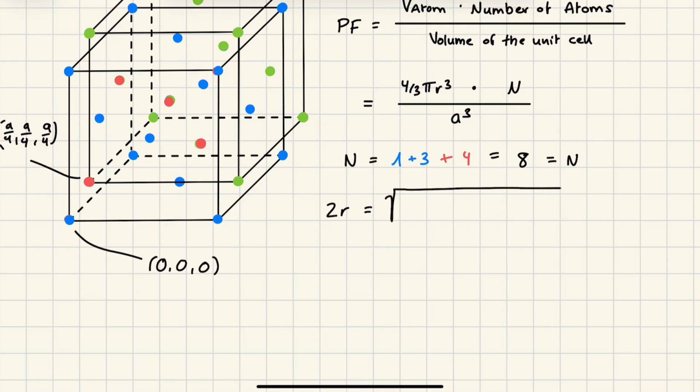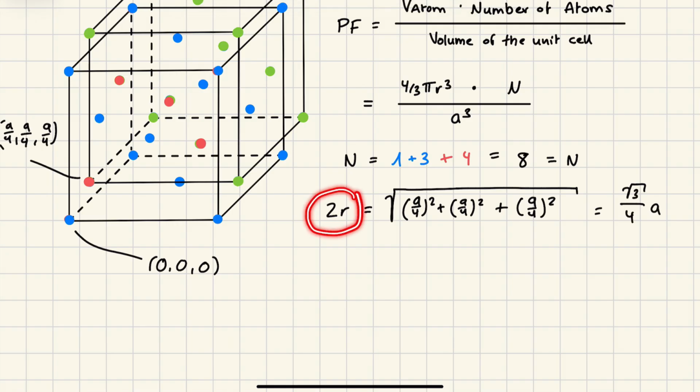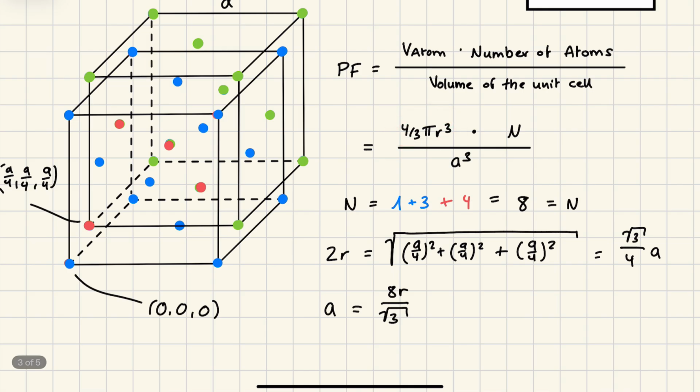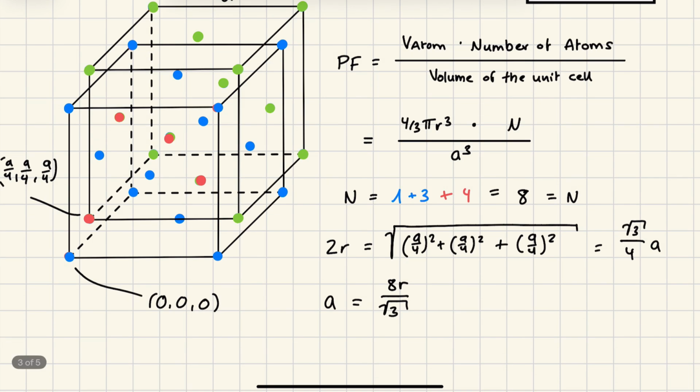So we're going to have this super long square root containing a over 4 squared plus a over 4 squared plus a over 4 squared. That results in square root of 3 over 4 times a. If we now take this equation, 2r equals square root of 3 over 4 times a, and solve it for a, we get a equals 8r over square root of 3. So now we managed to express a in terms of r, and if we plug it into this formula, we can cancel the radius, and we're left with just a number. So let's plug it in.